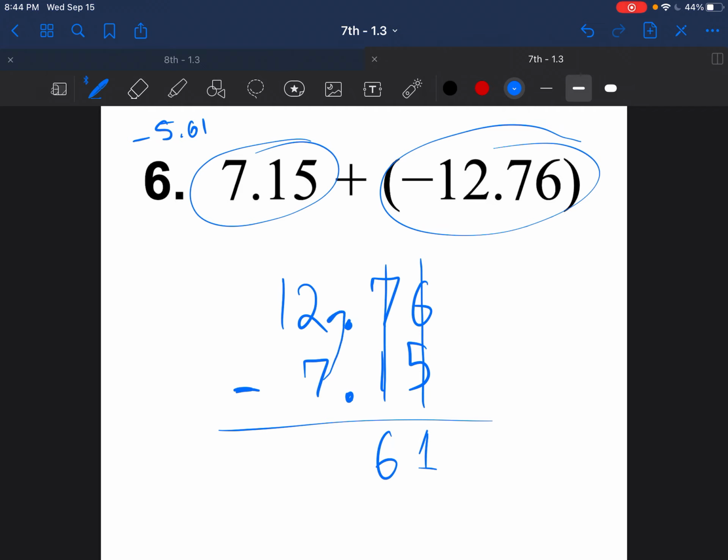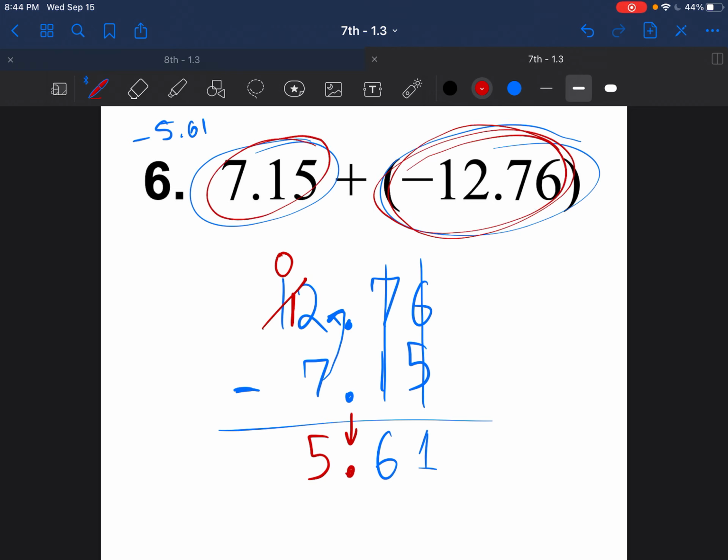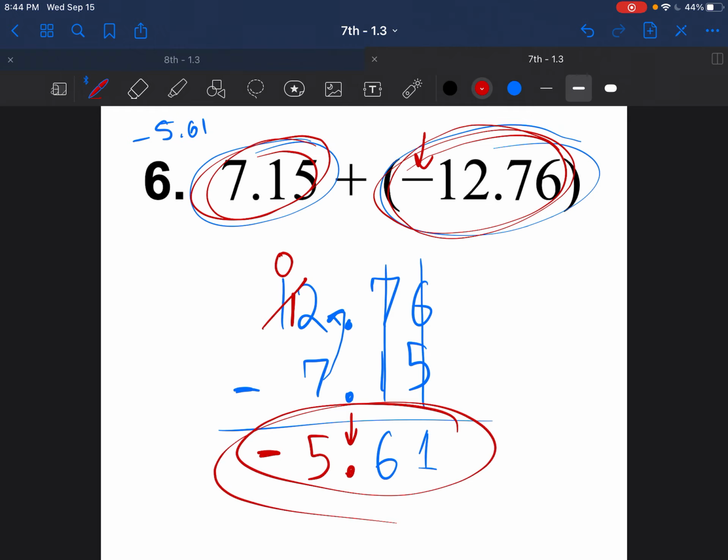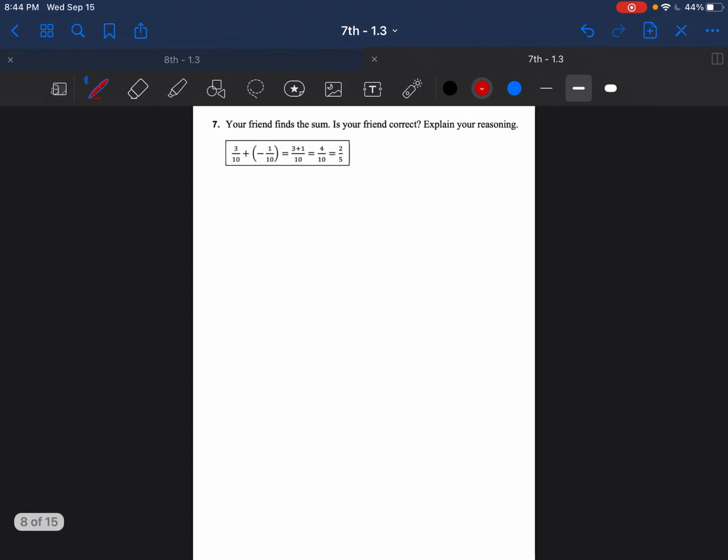Can I take 7 from 2? Nope. So I got to borrow. That turns into 0. That turns into 12. 12 minus 7 is 5. Please don't forget to drop your decimal. Now here's the question. Do we have more negatives or do we have more positives? Well, looking at this, I know 12.76 is bigger than 7.5. So we know our answer for this problem is negative. Good job. Let's move on to the next one.